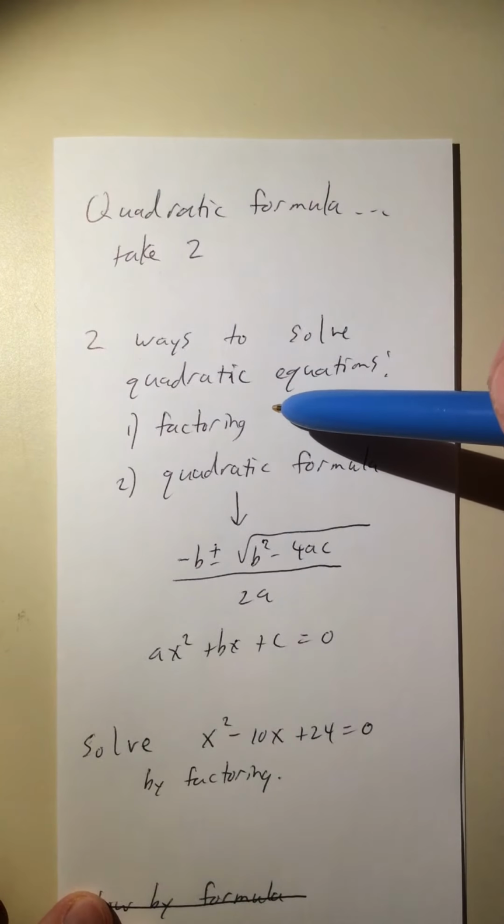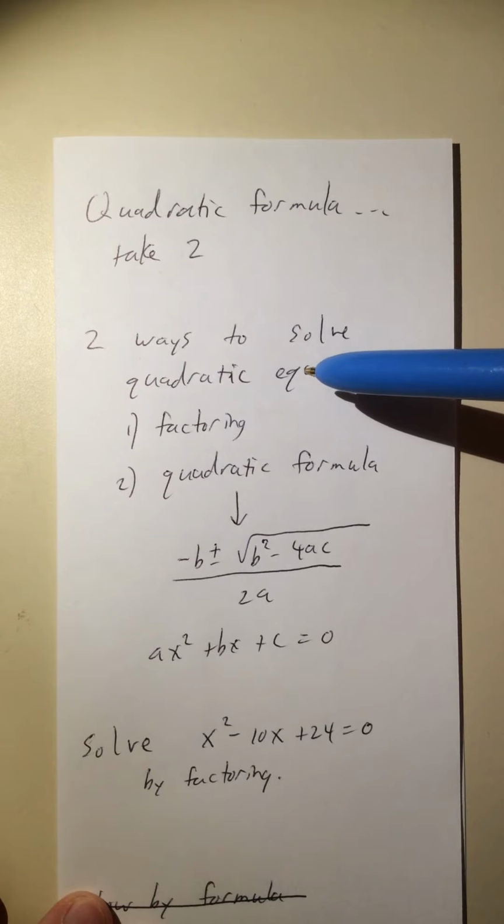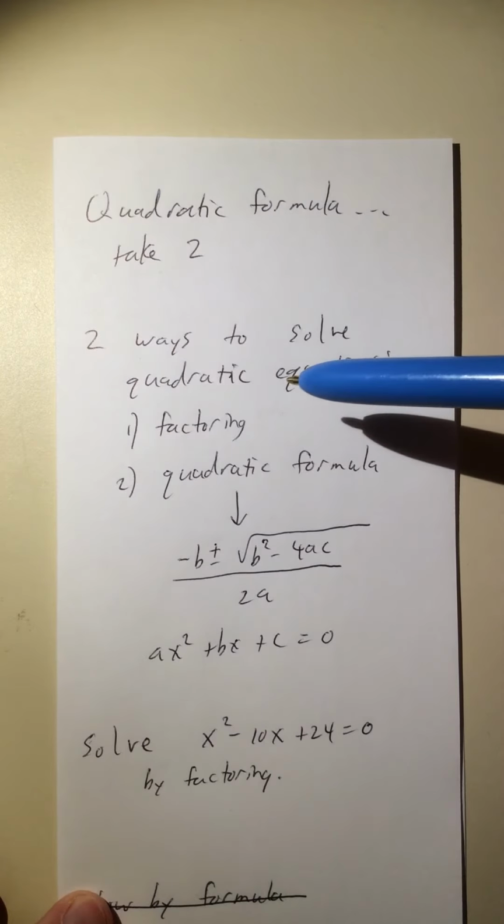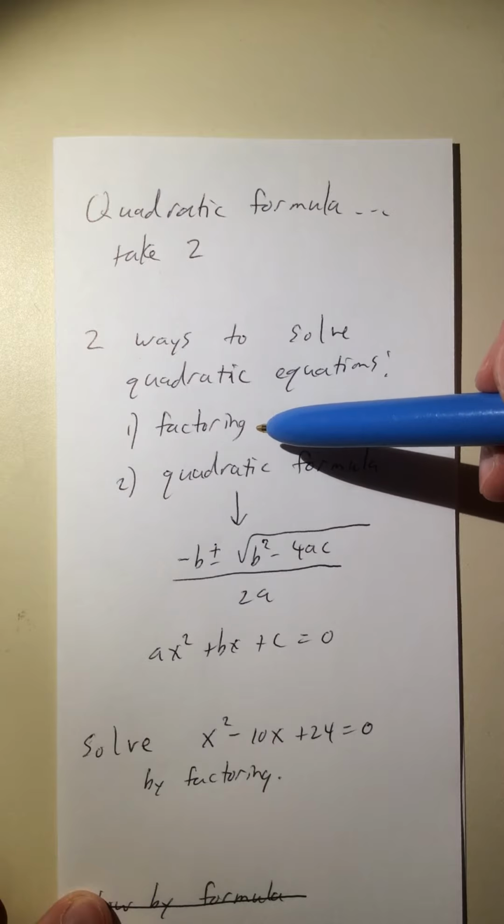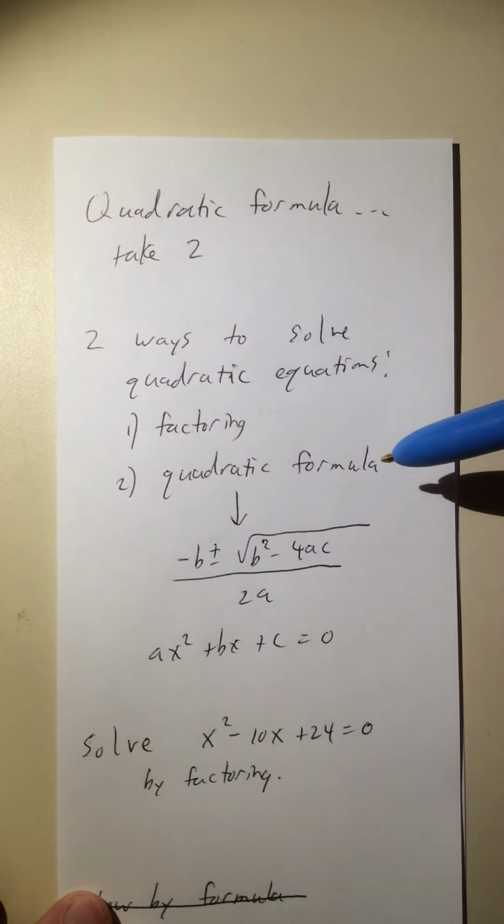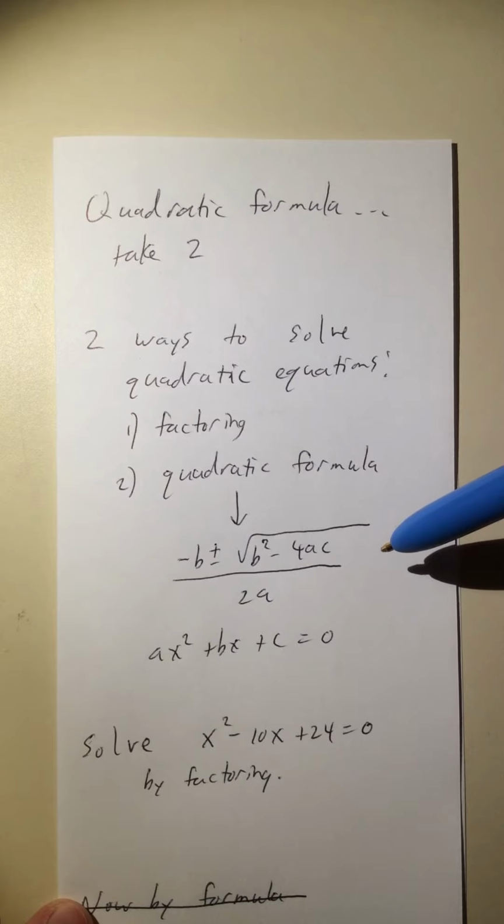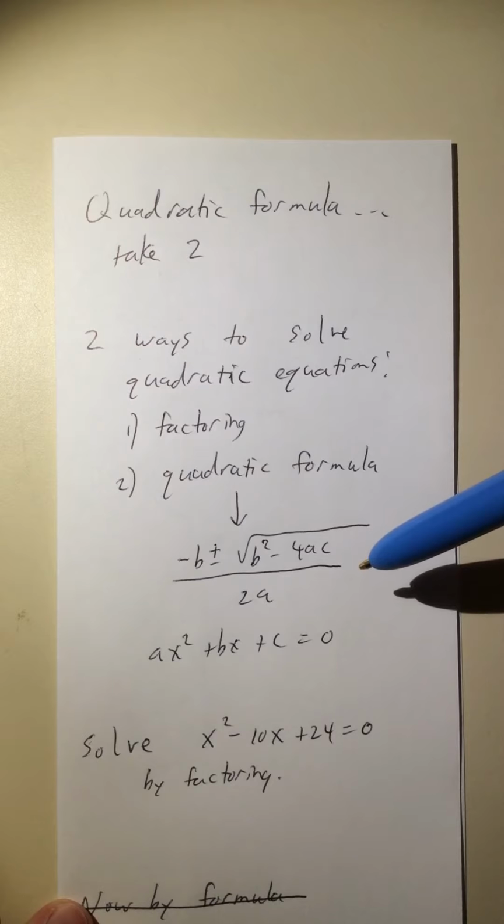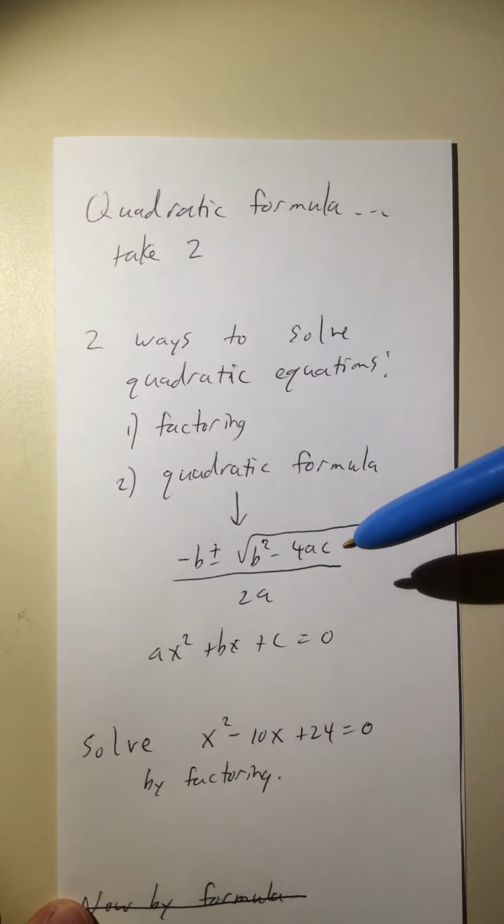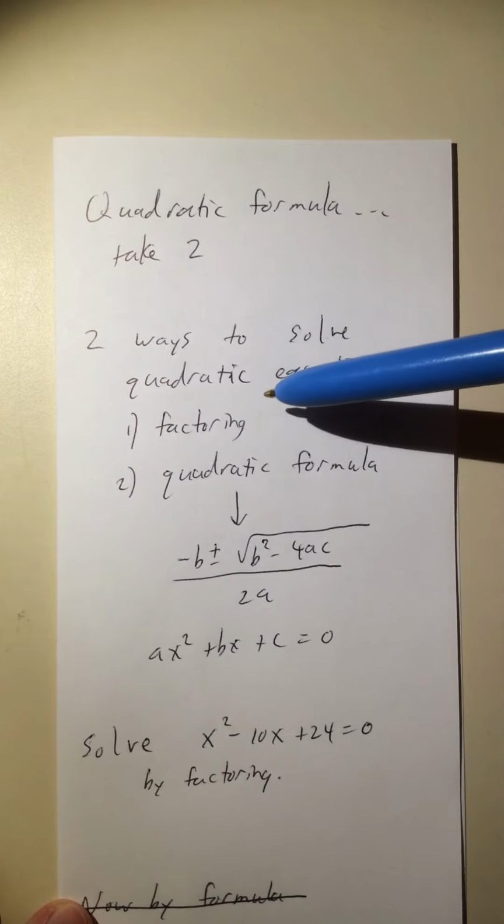Okay, so here's what you need to know. There are two ways to solve quadratic equations. One is by factoring, which we have done extensively. We did lots and lots of it. And the second way is using the quadratic formula. Now, we generally use the quadratic formula, this complicated looking formula here, which really isn't as bad as it looks, when we can't solve an equation by factoring.